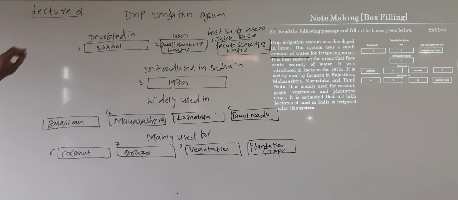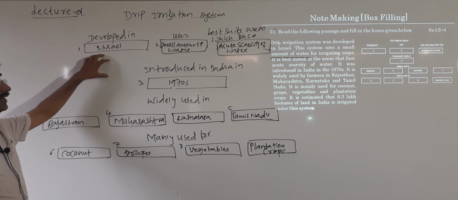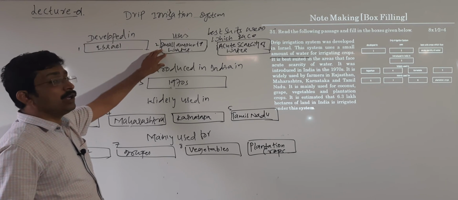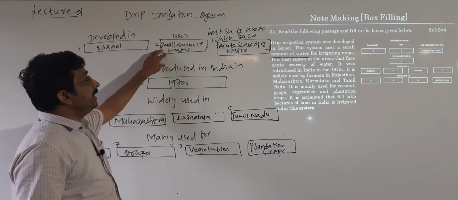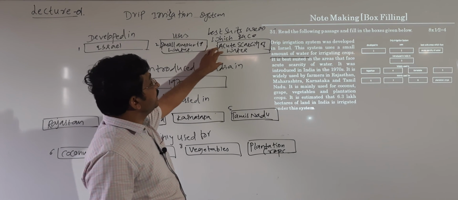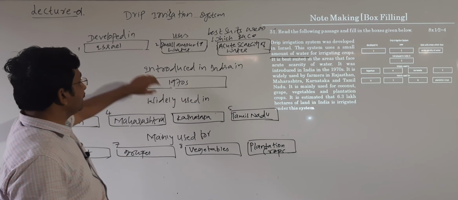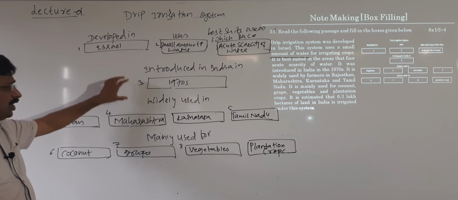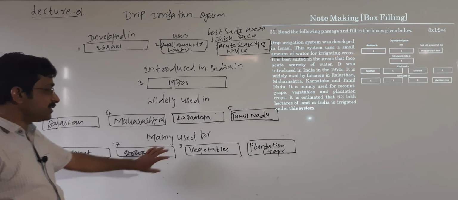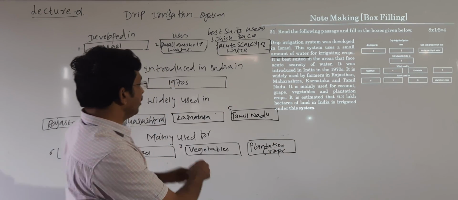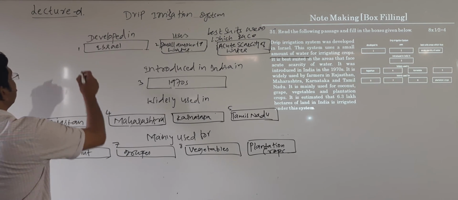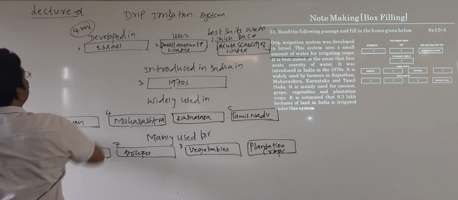See here, drip irrigation system, this was developed in Israel and it is used in the areas where a small amount of water is available and best suits areas which face acute scarcity of water. Introduced in India in 1970s, widely used in Rajasthan, Maharashtra, Karnataka and Tamil Nadu. Mainly used for coconut, grapes, vegetables and plantations. These are all the related information that we have to fill in the given boxes. Okay, here first one, it is for 4 marks.